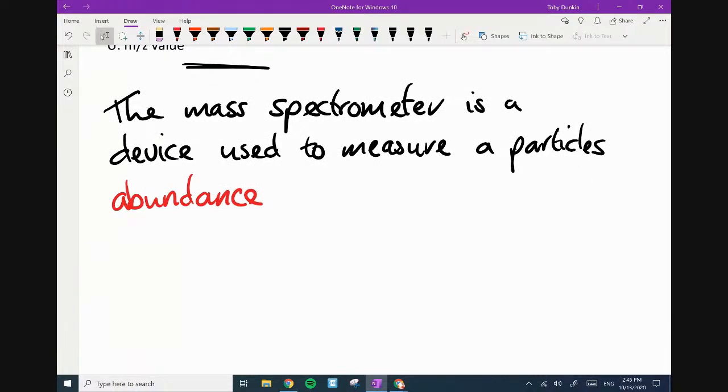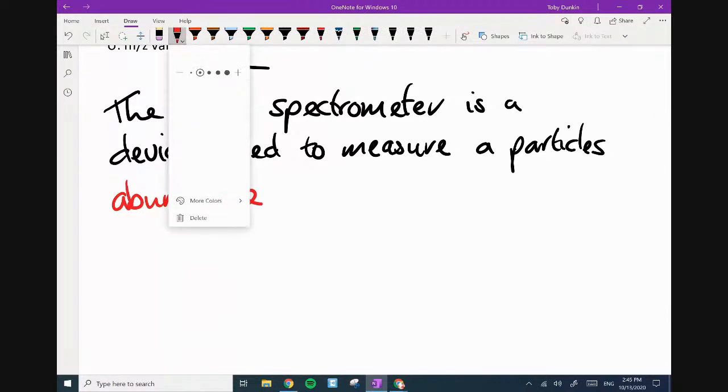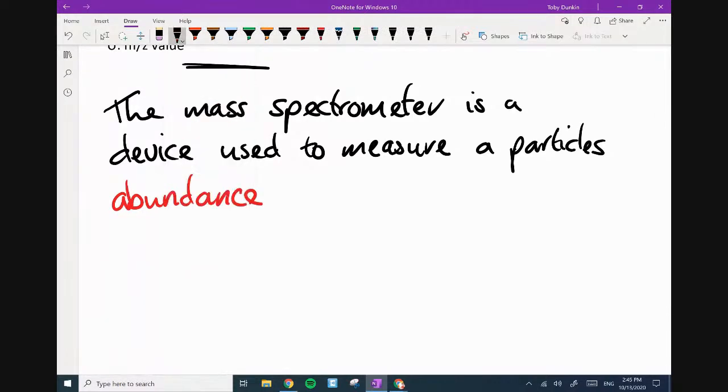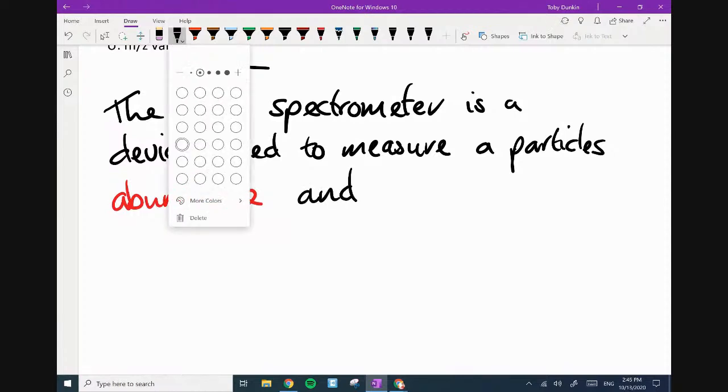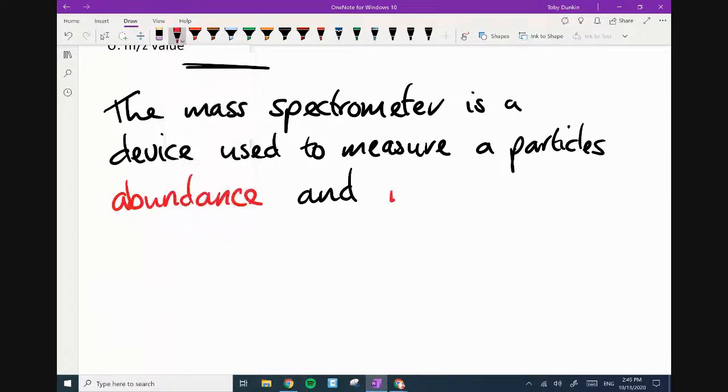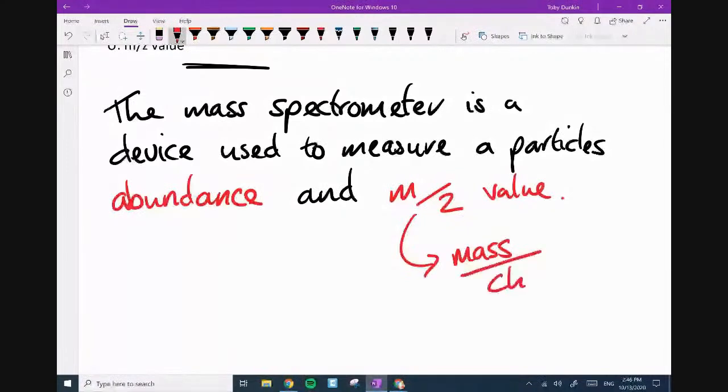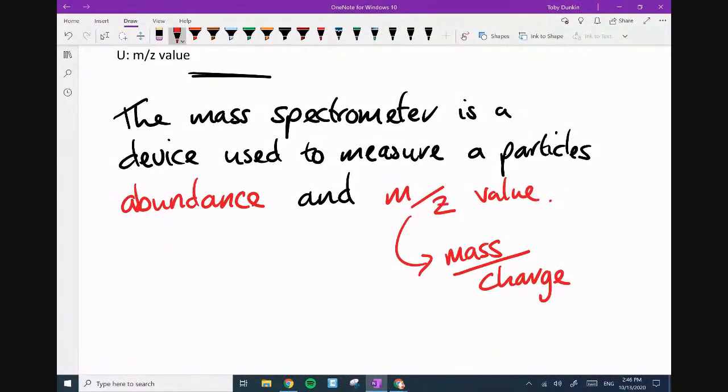Abundance, first question on the chat. Guys, what does the word abundance mean? So, to measure a particle's abundance and mass over charge value, M over Z. Right, I'm going to quickly explain this one. This is the same as mass over charge value. The lowercase m is mass, of course, and charge is Z.